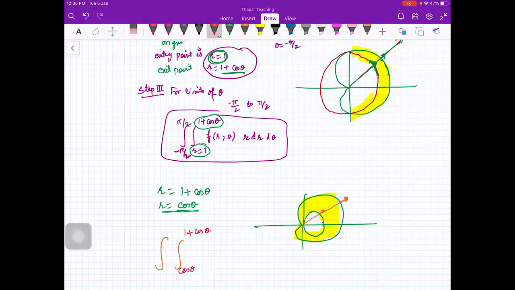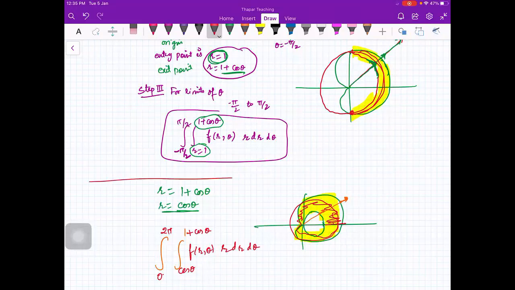And what will be the limits of theta now? Can you tell me? Theta is from 0 to 2 pi, because everywhere you have region, right? Yes, ma'am. In the earlier case, you had region only from here to here, so that is why I took minus pi by 2 to pi by 2. Here you have region everywhere, here also, here also. The whole circular region is there. So 0 to 2 pi, f(r, theta) r dr d theta. Is this clear, beta? Yes, ma'am. Okay.